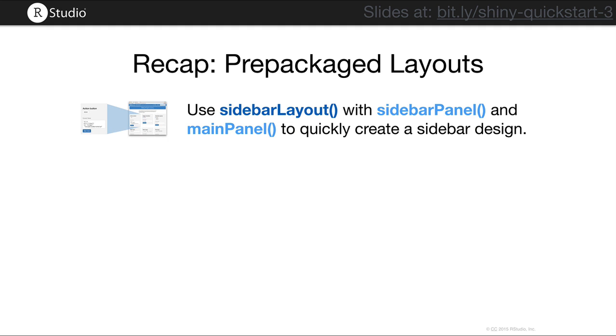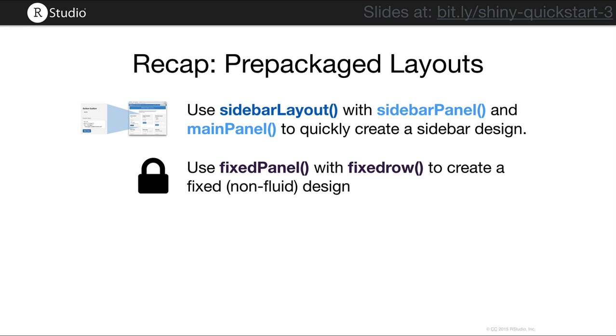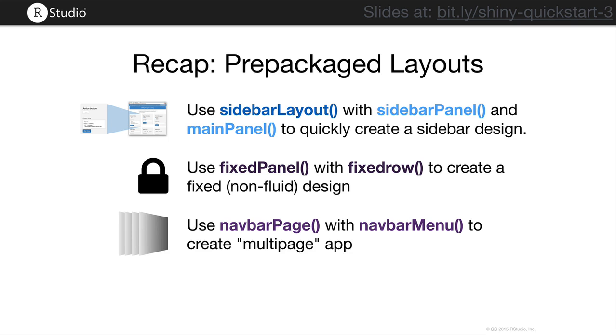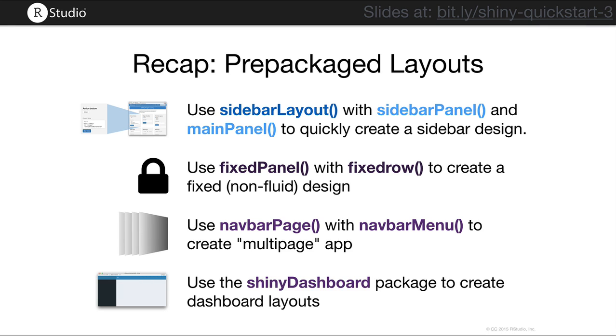All right, so when it comes to prepackaged layouts, you can use sidebar layout to quickly create a side panel and a main panel. You can use a fixed panel along with fixed row to create a non-fluid Shiny app. And then you can use navbar page, perhaps with navbar menu, to create a multi-page app like the ones we were looking at. And then finally, the Shiny dashboard package provides an additional layout for creating administrative dashboards with Shiny.